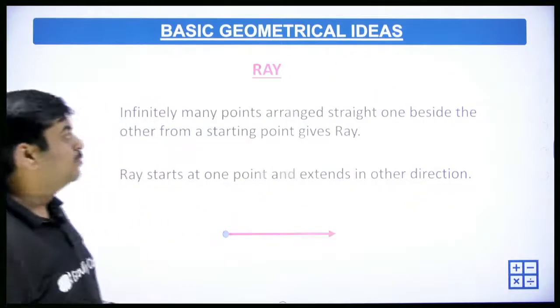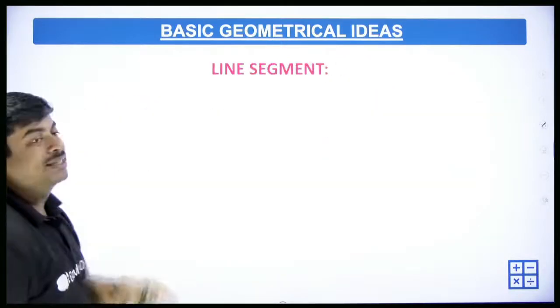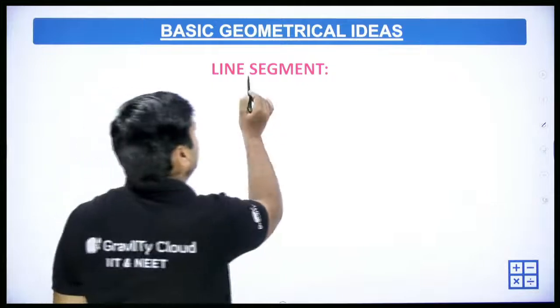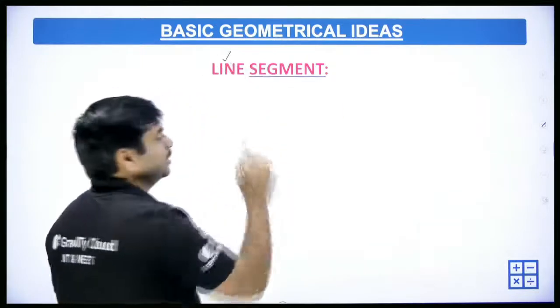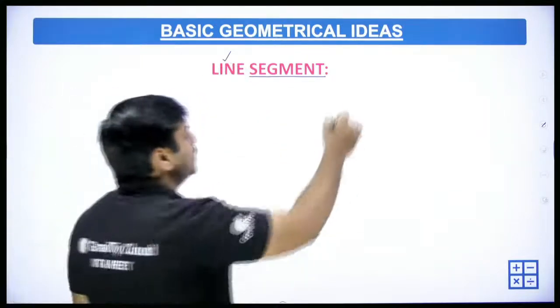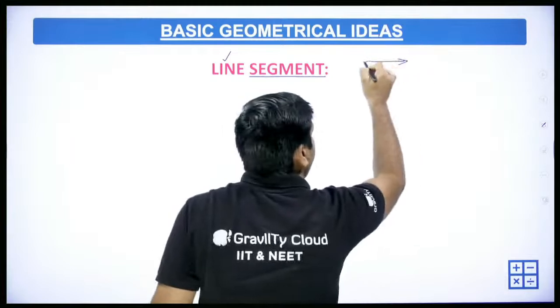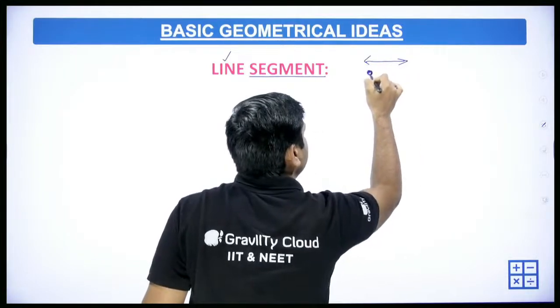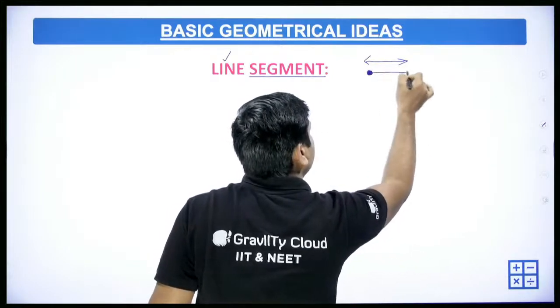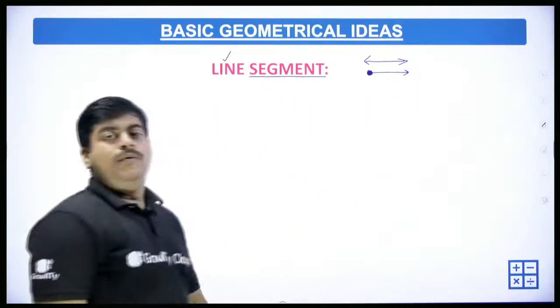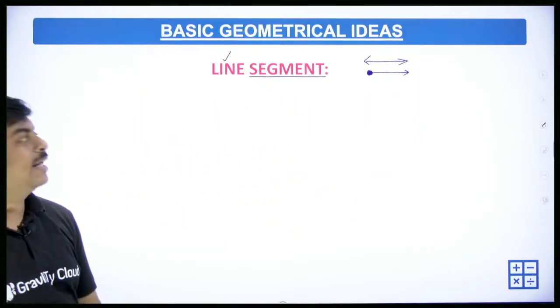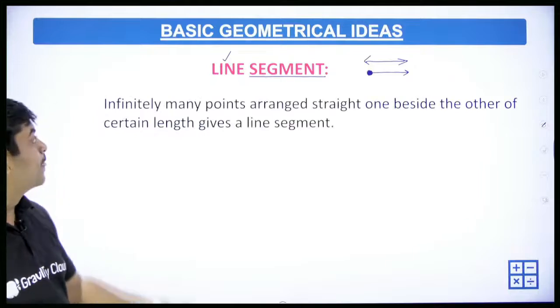Right. So let's move forward to the next one. So what is a line segment? Just now we discussed what is a line, right? A line extends in both the directions, and from there we discussed what is a ray, which has a starting point and extends in the other direction, right? So that is a line segment.